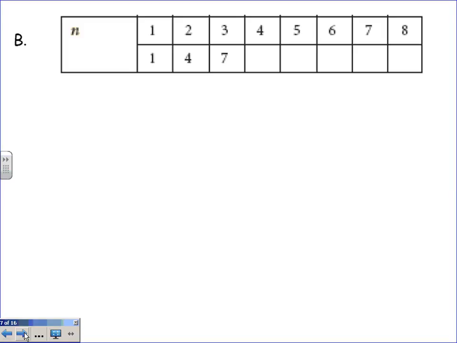No. You want to do the next one? Not really. Not really? You're going to do either this one or the next one. Which one do you want to do? I'll do this one, okay? What's the rule here? What's going on?